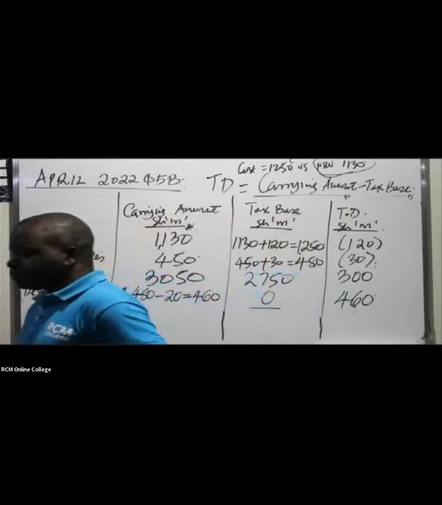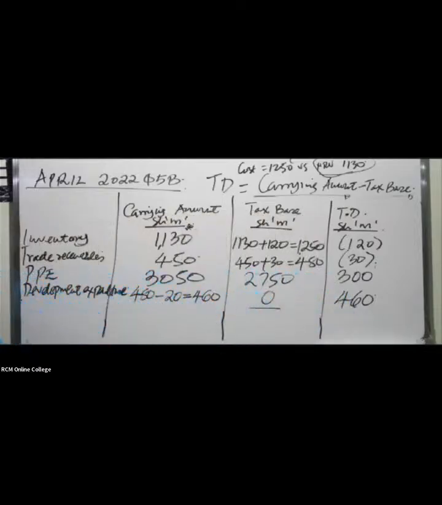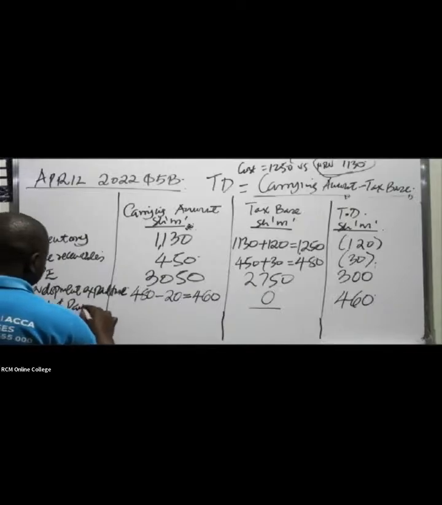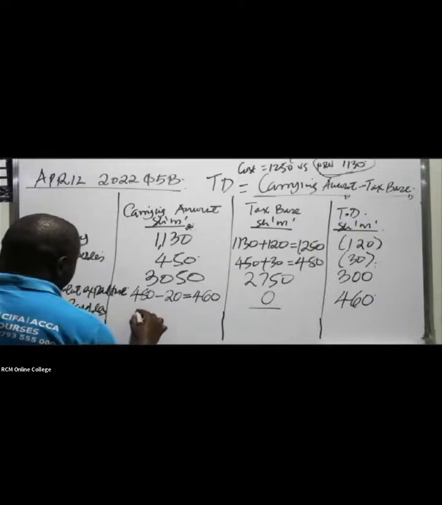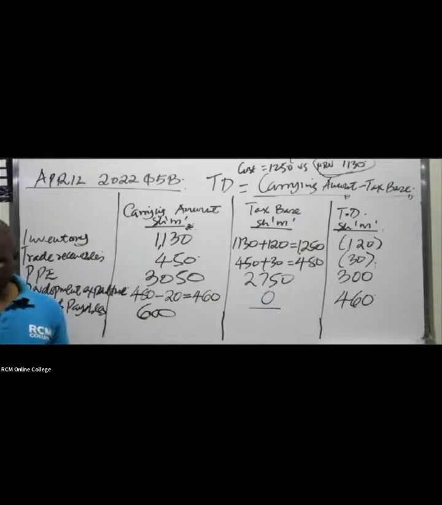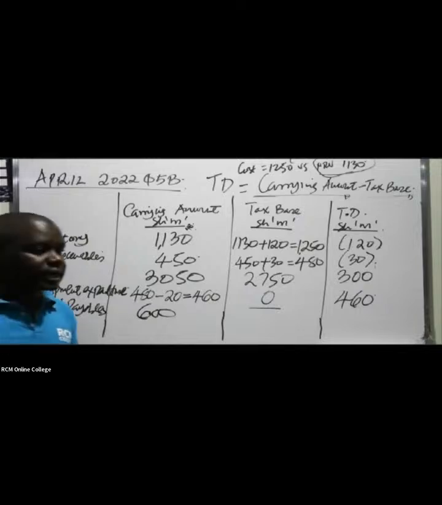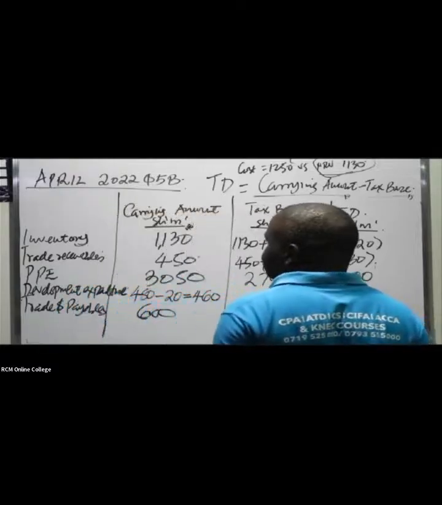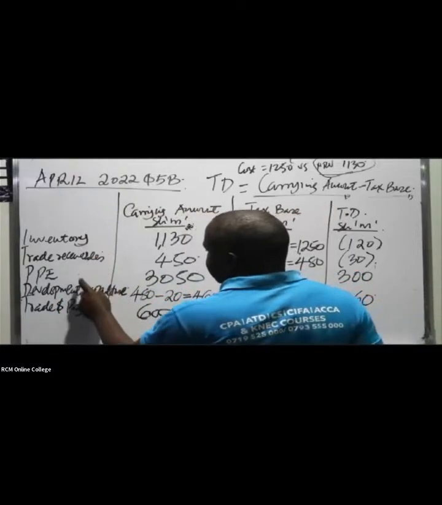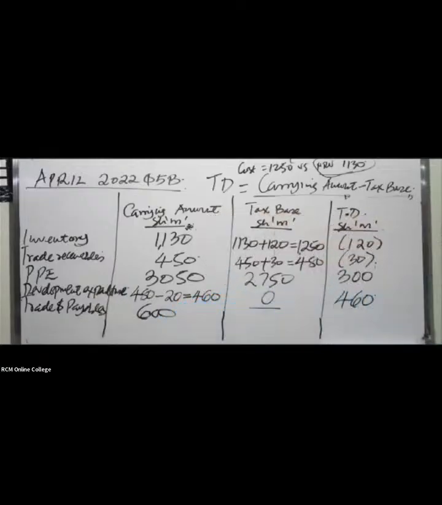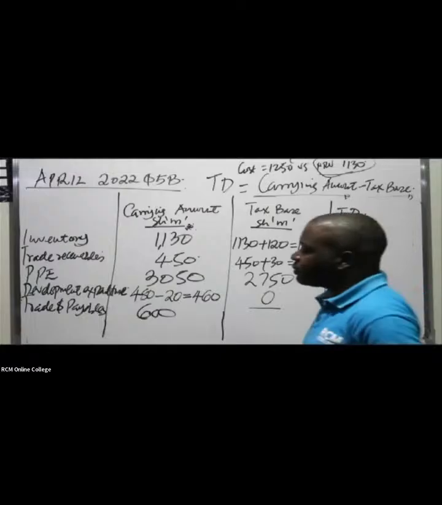So then we go to the next one, which ideally is the last one. You are told trade and other payables are carried in the books of accounts at an amount of 600. So trade and other payables are carried at an amount of 600. Remember, all that you've dealt with from here, here, here, here, all these ones are assets. But now, this one is a liability.